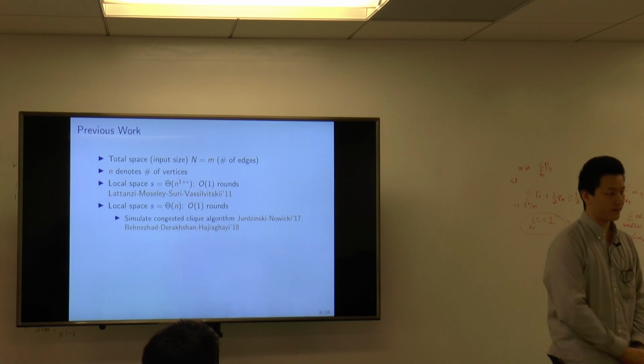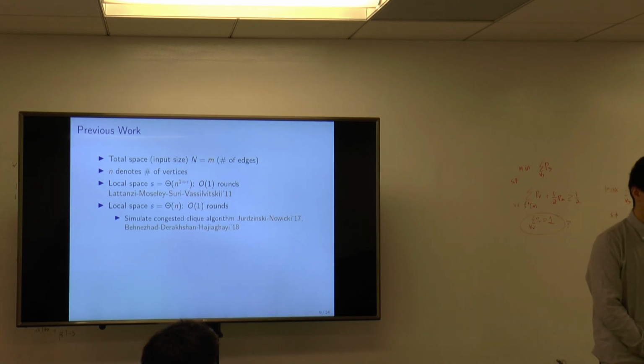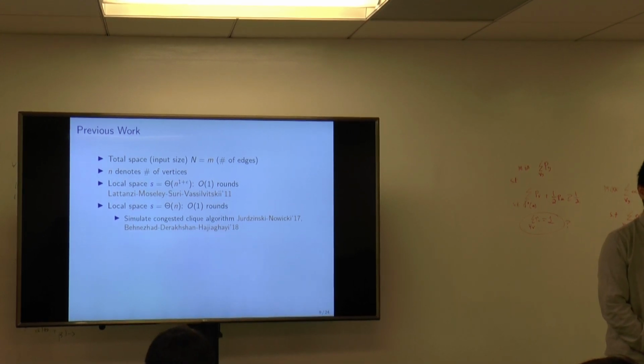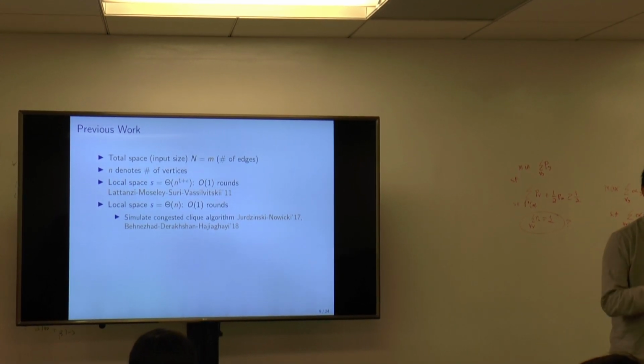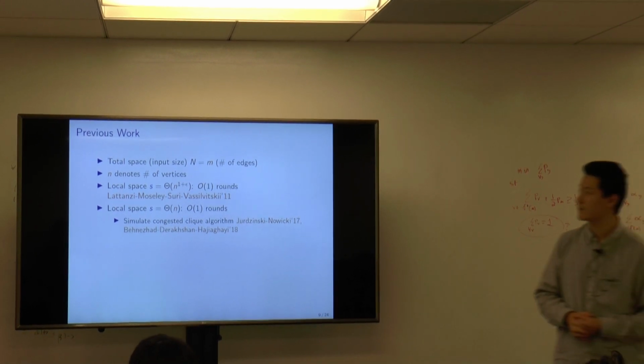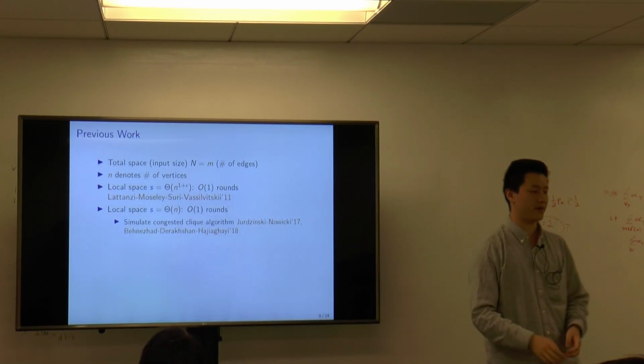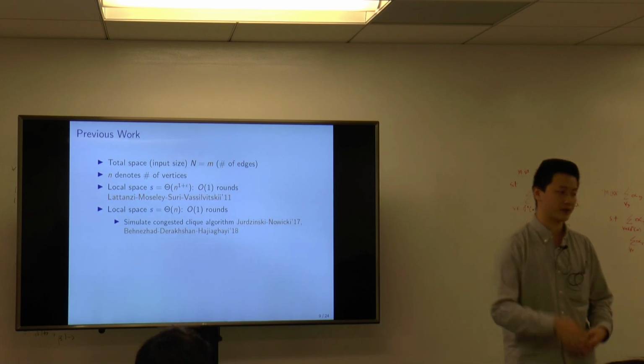That's not my question. So the local space is the space of each machine, right. What's the meaning of total space? Oh, it is the sum of all the local space. But then is it big O of m, or do you insist it should be equal to m? It's big O of m. Yeah, it's linear in the number of edges. So you have extra space.